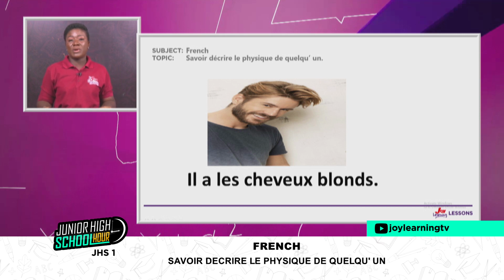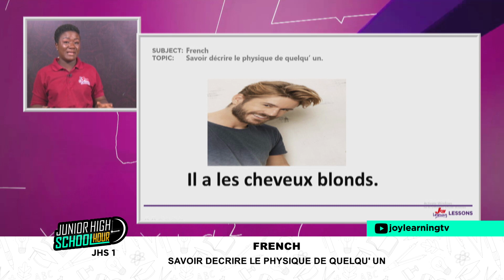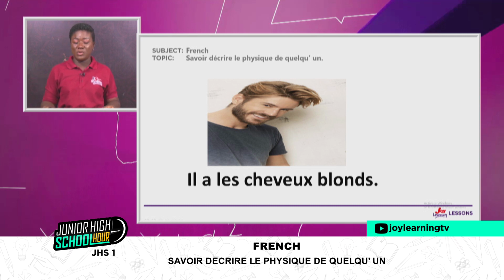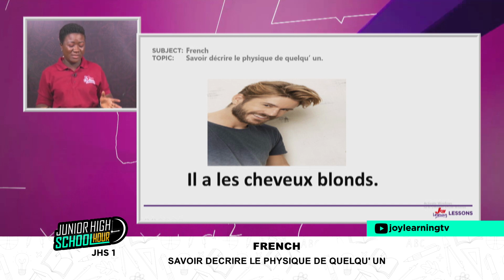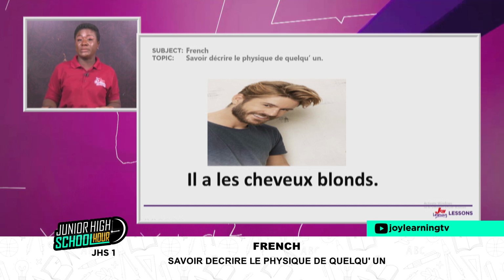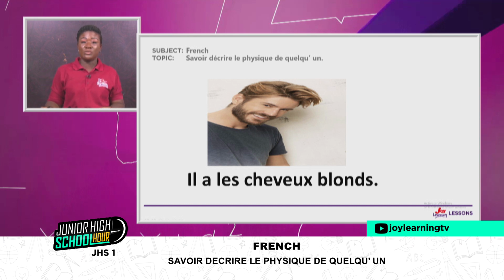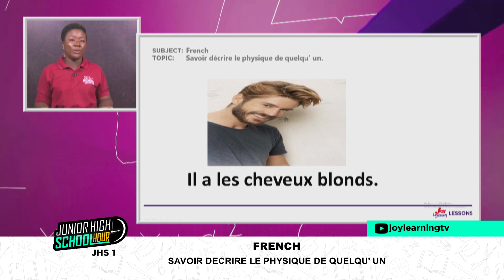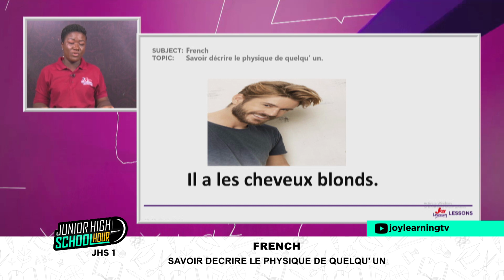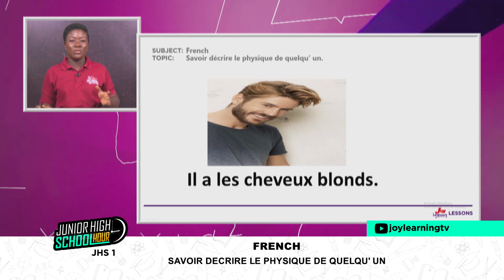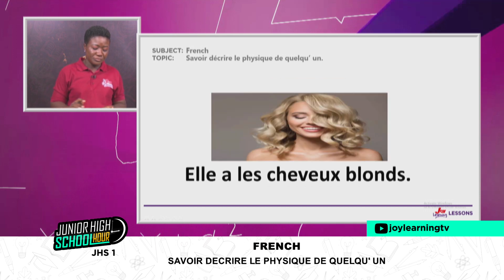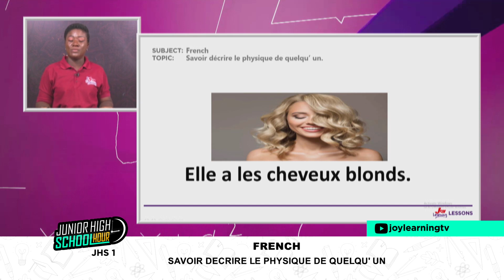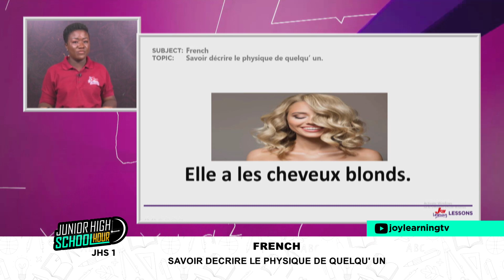Now we can also describe people's hair with the colors, the color of their hair. So the first one we have here is brownish. Okay, it's light brown. In English, we say blonde. In French, on dit il a les cheveux blonds. That is the hair looking a bit light brown. If the person is a female, we say elle a les cheveux blonds.